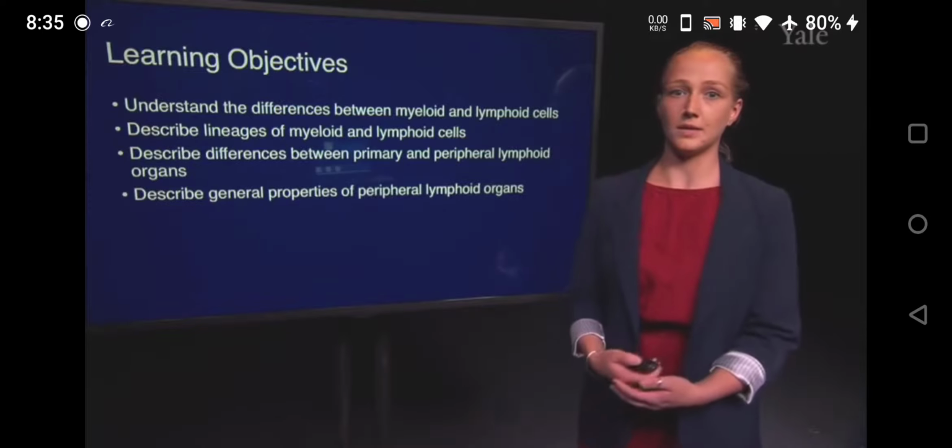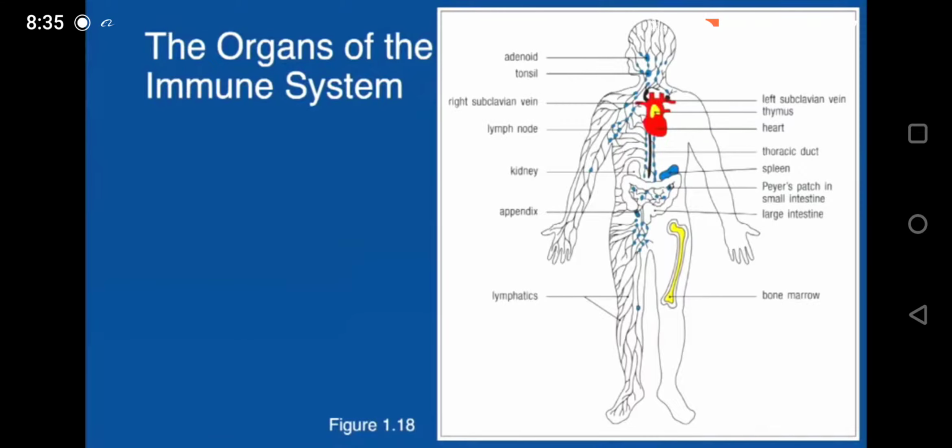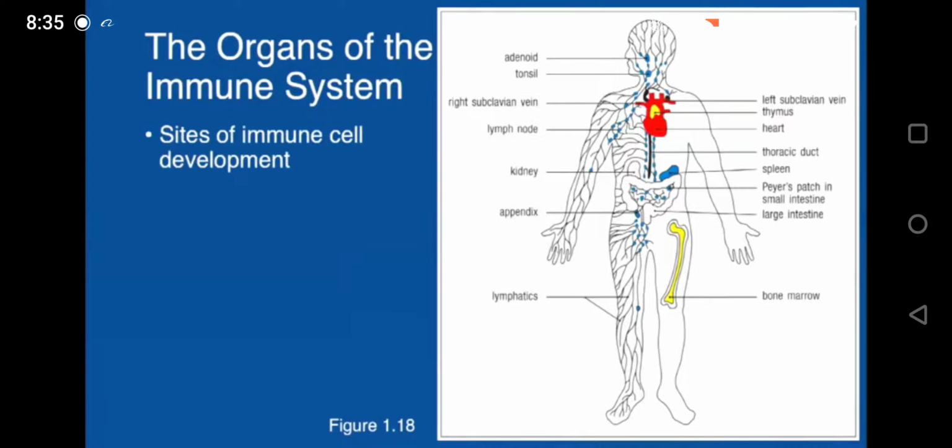Now, the immune system is spread throughout our entire bodies. As you can see, there are organs contained in almost every part of our body. However, the organs of the immune system can be subdivided into four major categories.